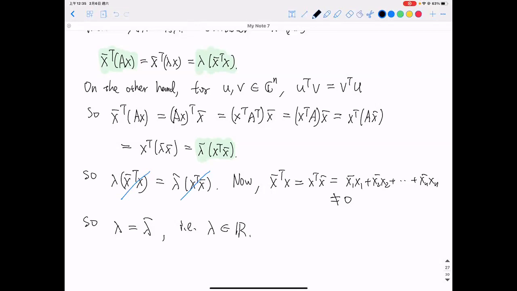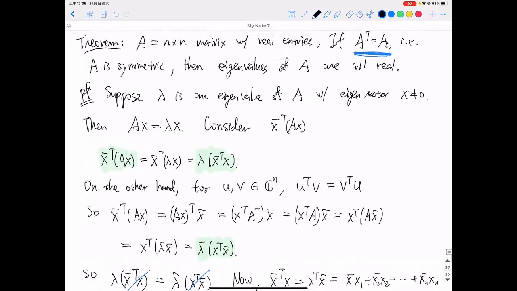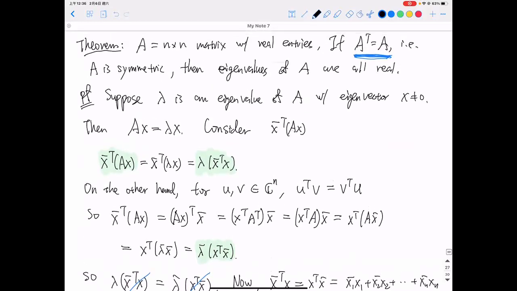And that's the proof of this theorem. So what this theorem is saying is, like I just mentioned earlier, although in general, even with real entries, a matrix has complex eigenvalues, if the matrix is real and symmetric, the eigenvalues are guaranteed to be real numbers.